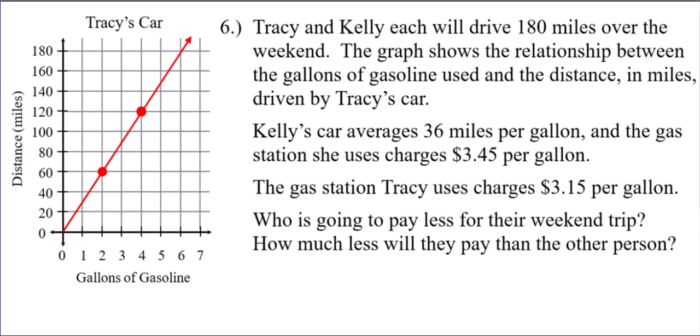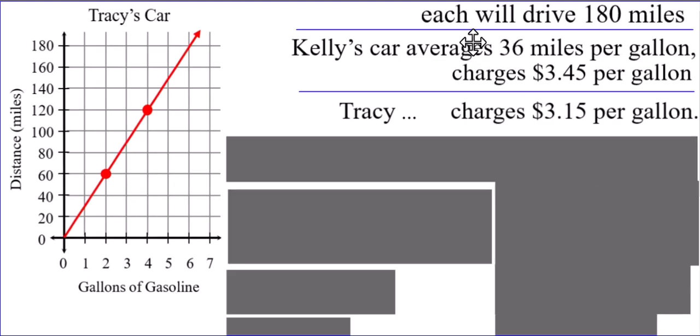Okay, let's break down number 6. We know each of them are going to drive 180 miles. That's what we're given. We're also given that Kelly's car averages 36 miles per gallon, and she's charged $3.45 per gallon. Tracy, we are given in the paragraph that she is charged $3.15 per gallon. But we are never told how many miles per gallon her car is going to get. At least not in the paragraph.